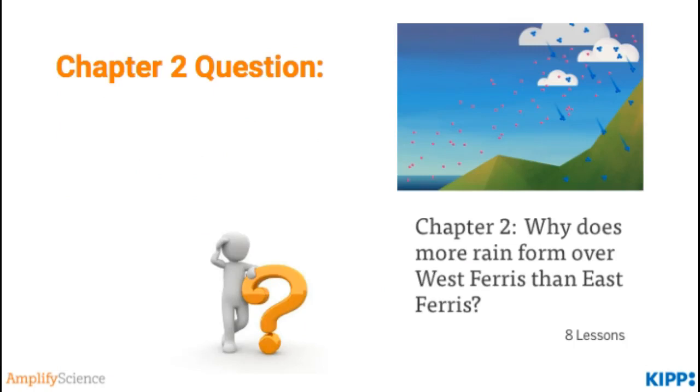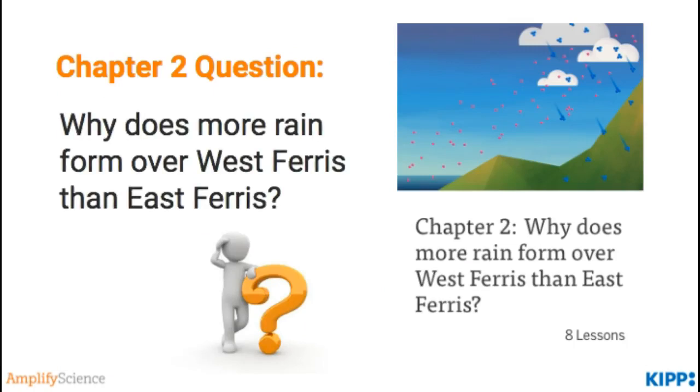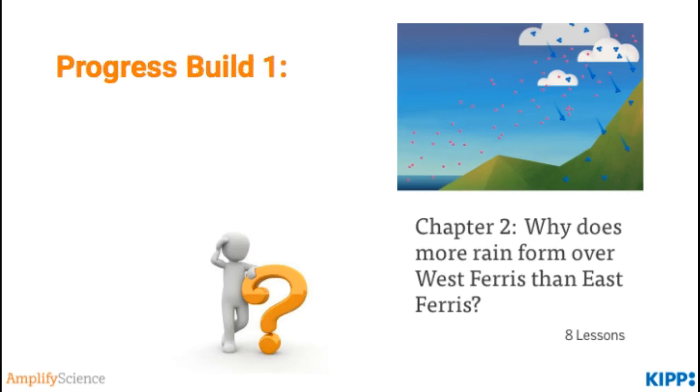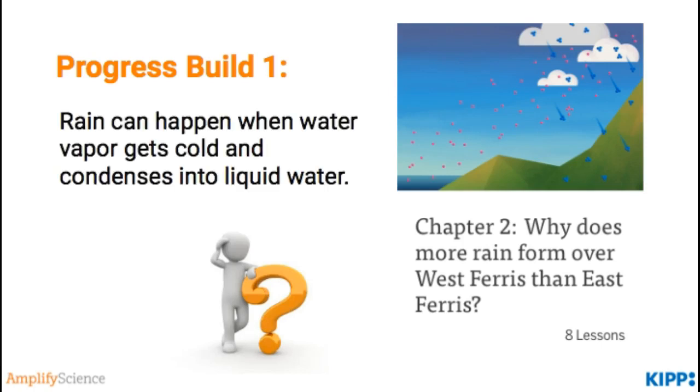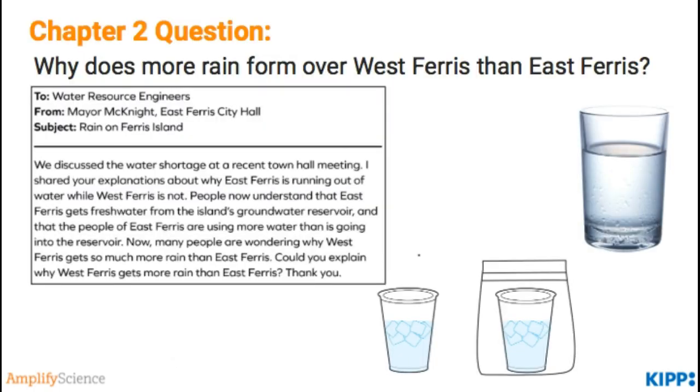The Chapter 2 question is, why does more rain form over West Ferris than East Ferris? The progress build that we are working towards in this chapter is that rain can happen when water vapor cools and condenses into liquid water. The chapter starts off with another letter from the mayor, laying out the chapter question and dives straight into hands-on experiments to help students understand how condensation happens.